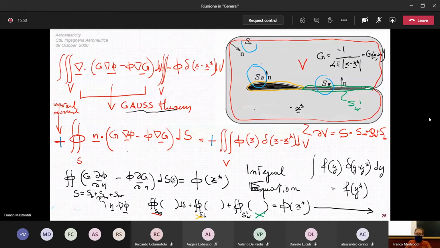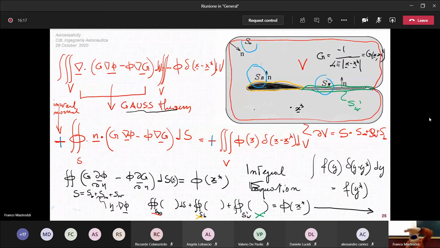And after the application of Gauss theorem, we have a unique integral on the closed surface. But this closed surface is very complicated. It is subdivided in several subdomains: the subdomain enveloping the body, and the subdomain enveloping the wake.